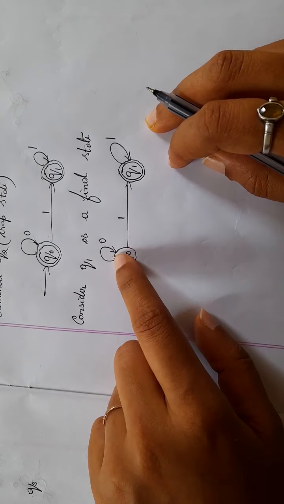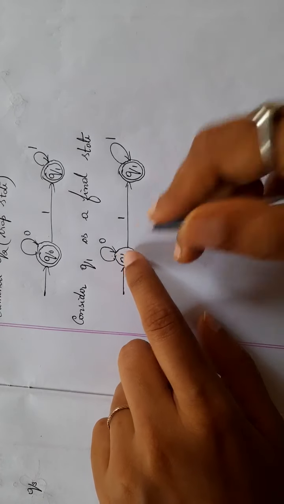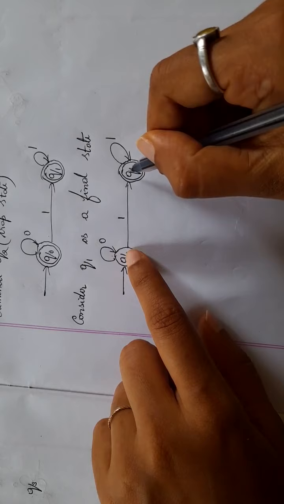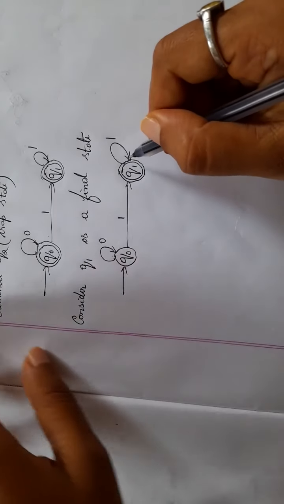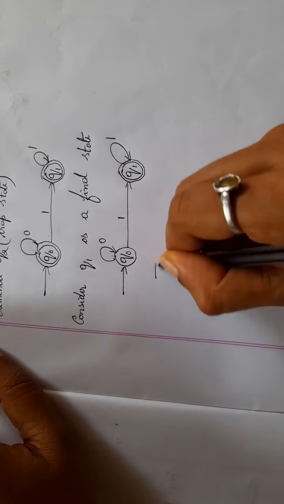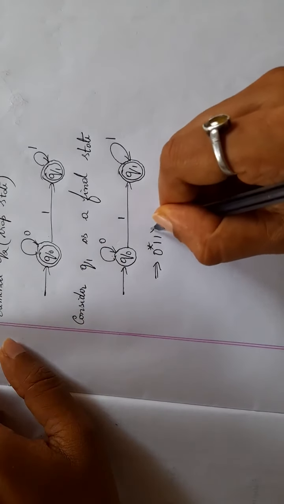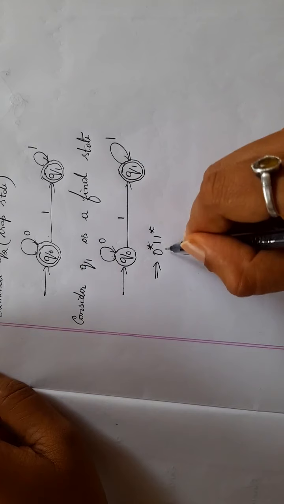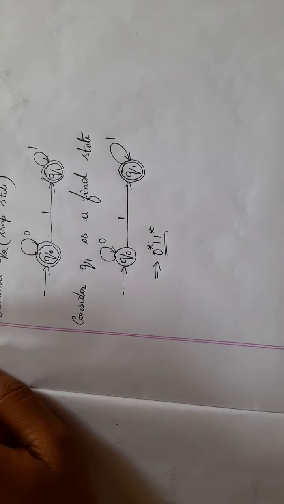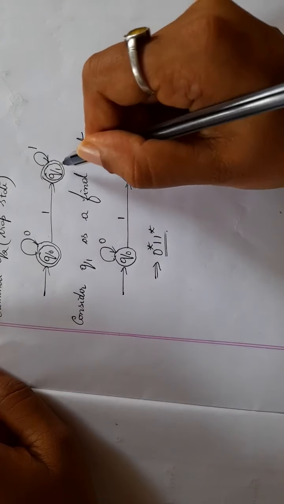I have 0 or more occurrences of 0, followed by 1, followed by 0 or more occurrences of 1. That is, I have 0 star, 1 and then 1 star. I am done with one case. Next, here I considered Q1 as a final state. Now I will consider Q naught as a final state.